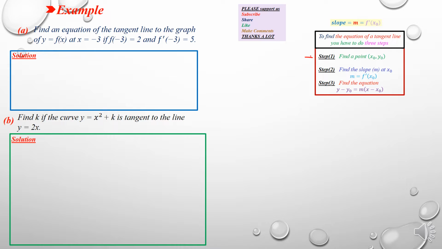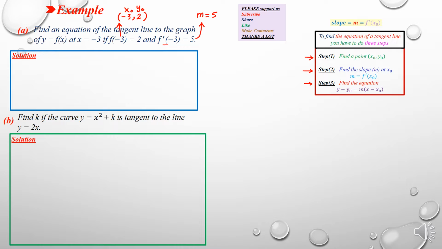This is step 1. You have to find the slope, and as you know, the slope is f prime at x node, and then you have to find the equation of the tangent line. So everything is given for you, because first you have f of -3 equals 2, which means the point -3 and 2. So this is x0 and y0. Then we have f prime of -3 equals 5, and this means that the slope equals 5. So m equals 5.